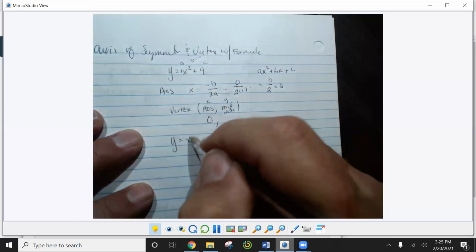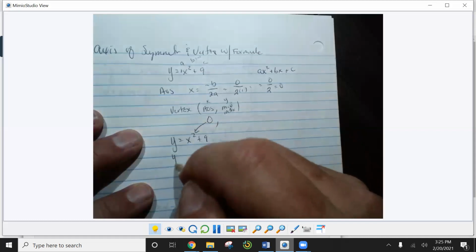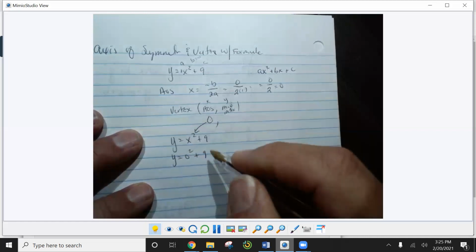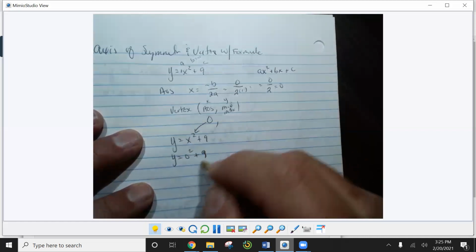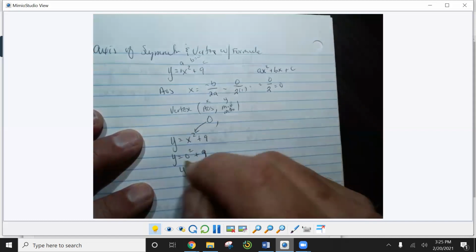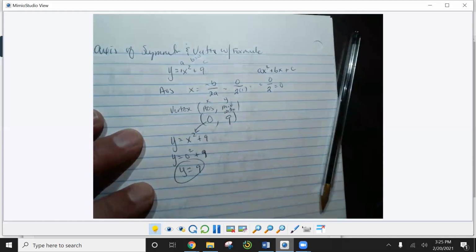y equals x squared plus 9. I'm going to put that 0 in there. So y equals 0 squared plus 9. And you know as much as I do, 0 times 0 is 0, plus 9 is 9. So my y value is going to be 9. So here is my vertex, 0, 9.